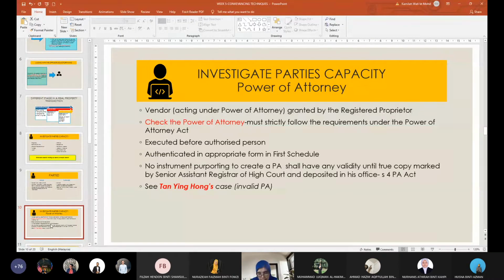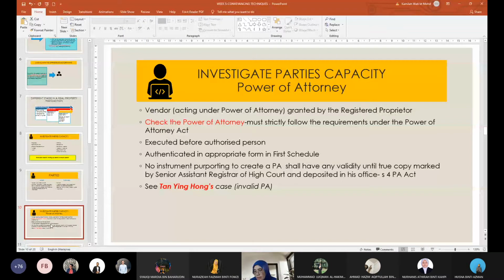For example, the land belongs to the father but the father is very old to do all the transactions. So he gives a power of attorney to his son to sell the property. In this case, if the client is selling the property under this power of attorney, you have to check the power of attorney, which gives the power to this person to deal with the land. So it must strictly follow the requirements under the Power of Attorney Act.